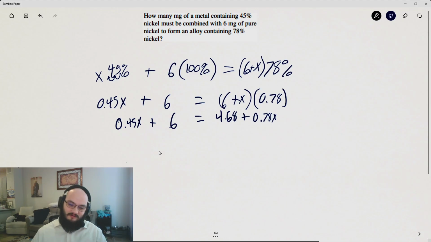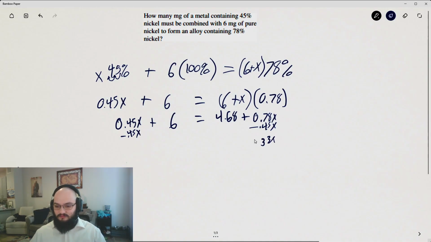Now, just like any other linear equation where we have x, we're going to put all the x's onto one side and all of the constants over onto the other side. So we'll subtract 0.45x from both sides, minus 0.45x, and that will give us 0.33x over here. And we'll subtract 4.68 from both sides, and we will wind up with 1.23 on this side.